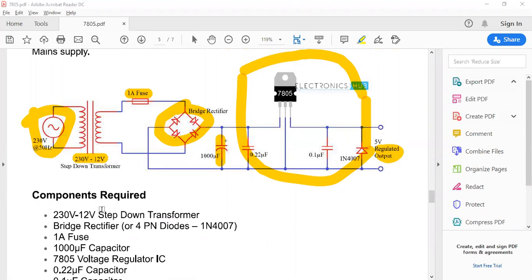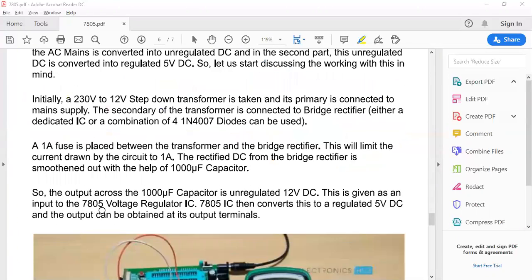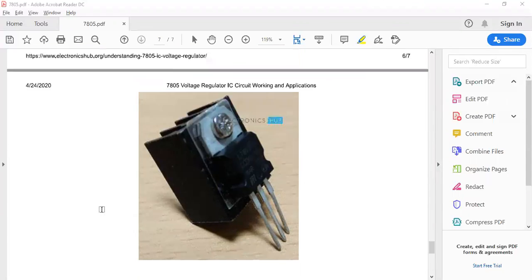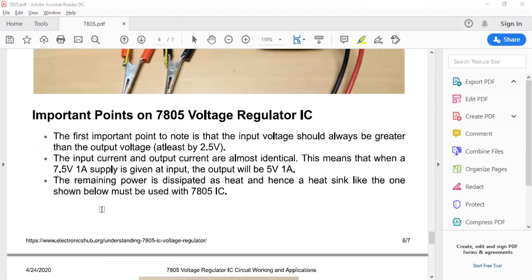Otherwise, what happens if you give a lower input voltage, for example 3 volts as input? The regulator cannot increase the voltage from the input. It can stop the excess voltage, but it can't produce the shortfall. That is the reason why a regulator IC or any regulator should be given a greater voltage than the required voltage. And the input current and output current are almost identical.